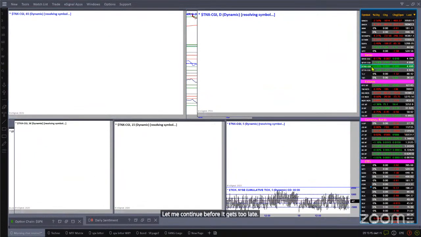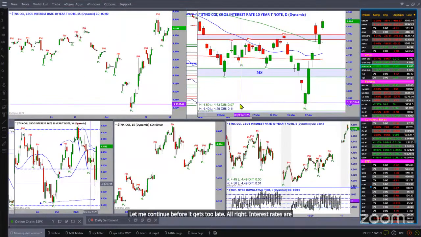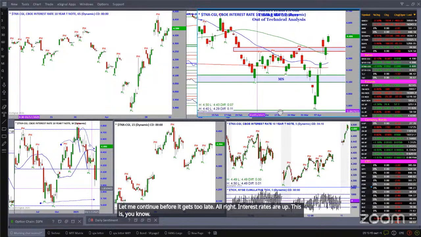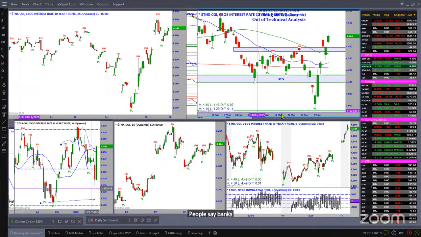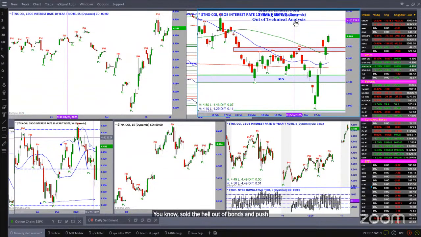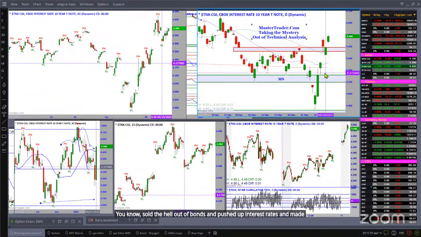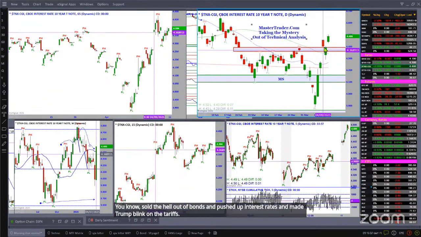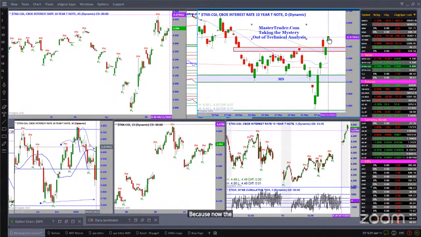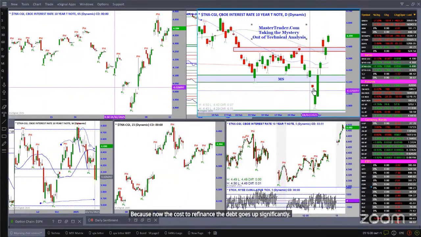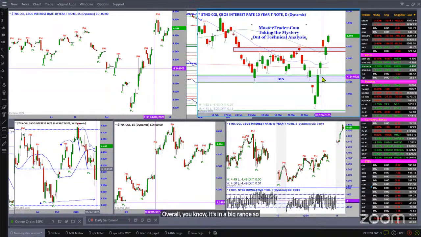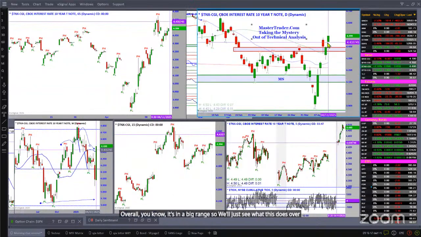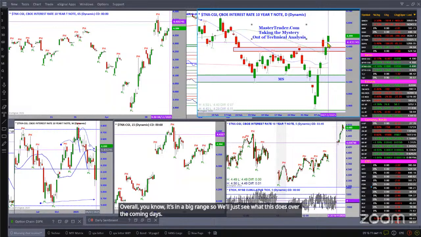All right. Interest rates are up. People say banks, institutions, whatever, sold the hell out of bonds and pushed up interest rates and made Trump blink on the tariffs, because now the cost to refinance the debt goes up significantly. Overall, it's in a big range. So we'll just see what this does over the coming days. But as you can see, it's up a little bit more.